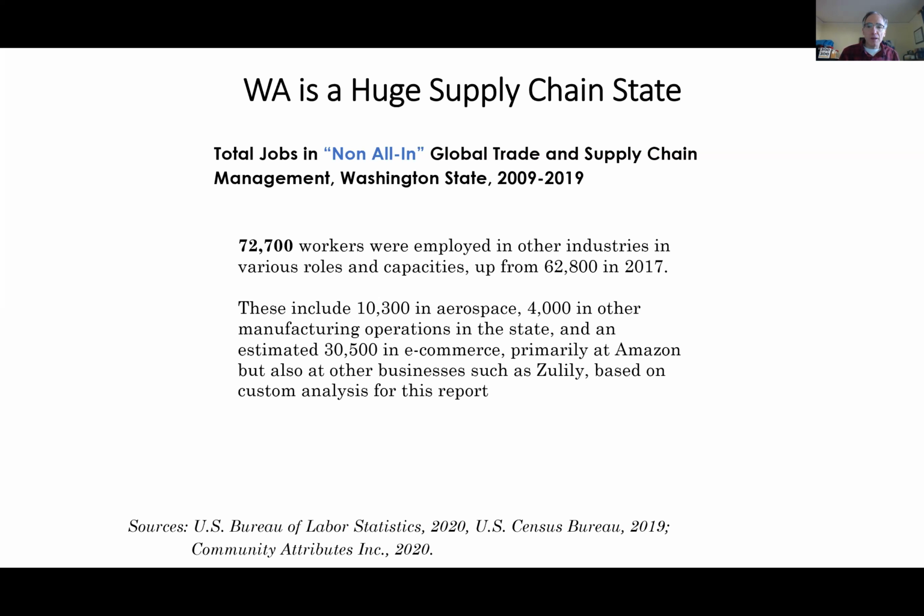And although there have been some layoffs during the pandemic, there's still lots of people hiring even now, as supply chains are very important, trying to get through the difficult times we're going through.